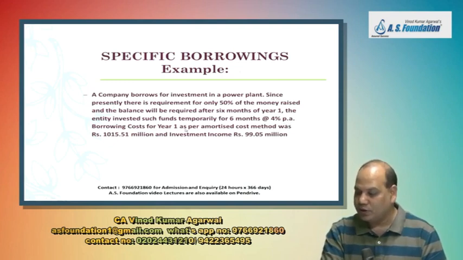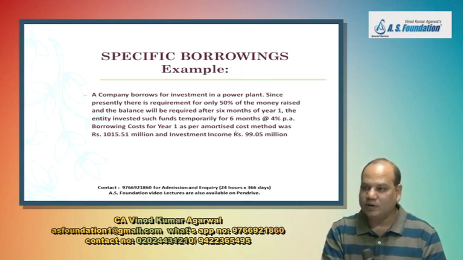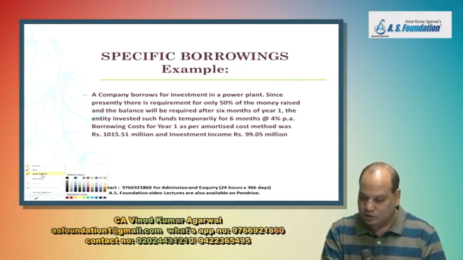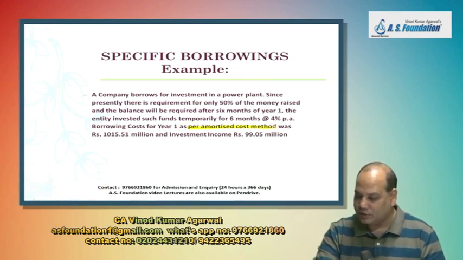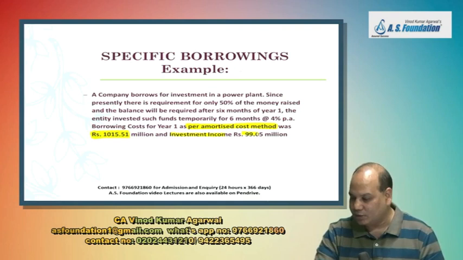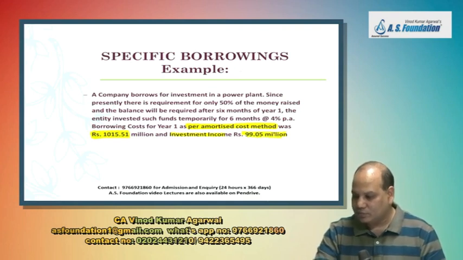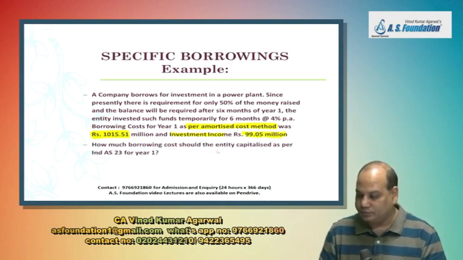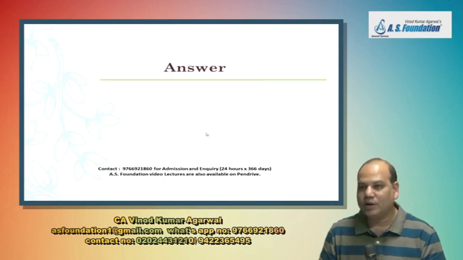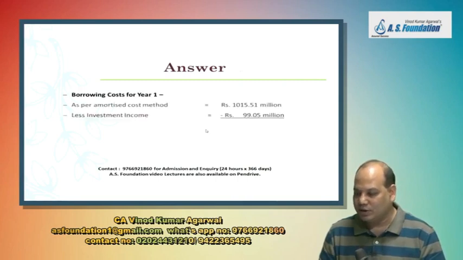Borrowing cost for 1 year as per the amortized cost method, which means the effective interest rate method. Good news, they have done the calculation. It is 1015.51, investment income 99.05. What is the borrowing cost you are going to capitalize as per IAS 23? You just have to take the difference, that's it.